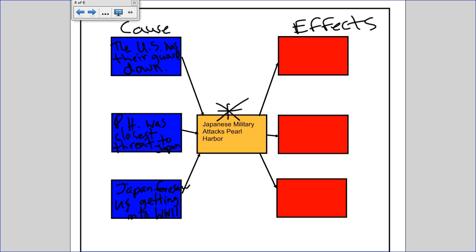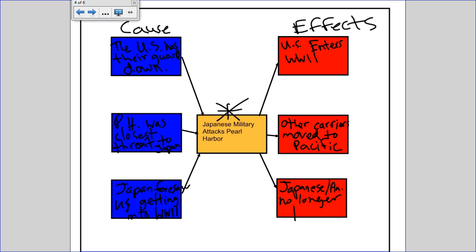All right, as a result, the U.S. enters World War II. As a result, other aircraft carriers are moved to the Pacific. And on the home front, Japanese Americans no longer trusted.